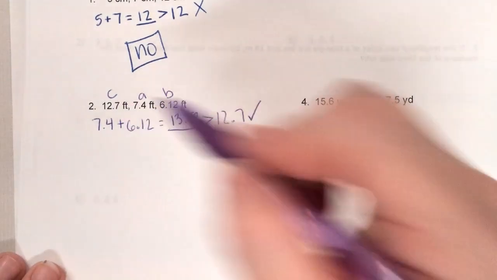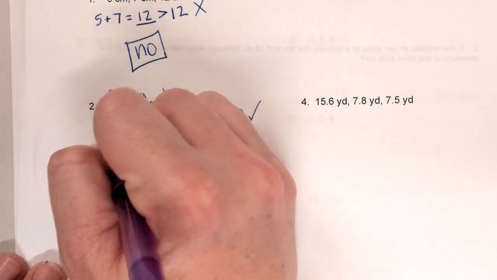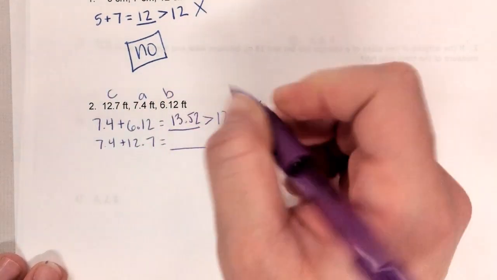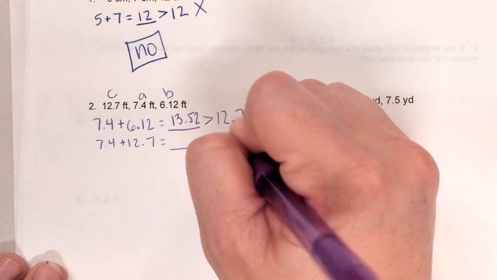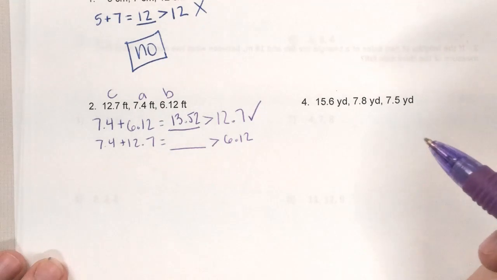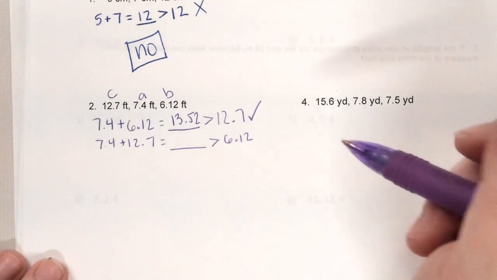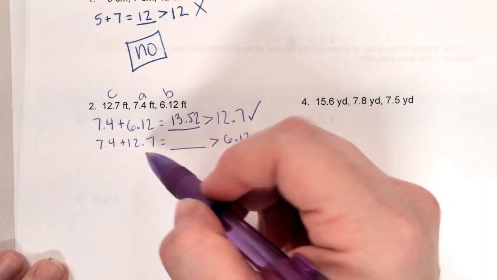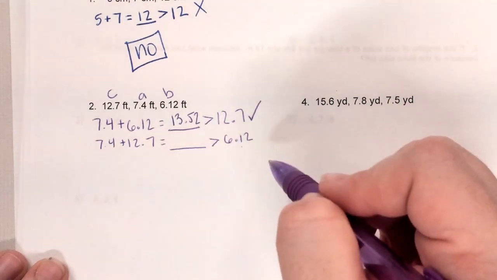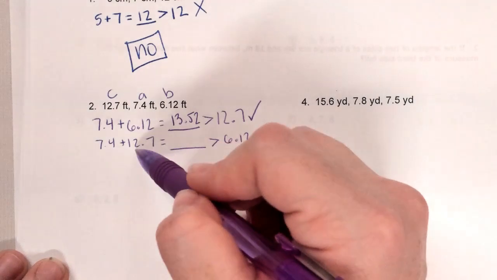So that works. Now we have to test the second one, which is A plus C. So 7.4 plus 12.7, whatever that equals, has to be greater than B. Well, B is 6.12. Here's my question. Without even adding this, is that true? If I'm adding things, aren't numbers just going to get bigger? Isn't 12.7 already bigger than 6? So do we even need to know what it equals to know that that's true? Yeah, because it's just going to get bigger.